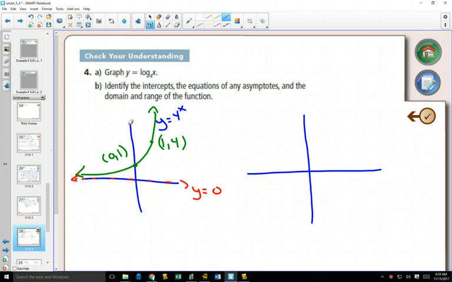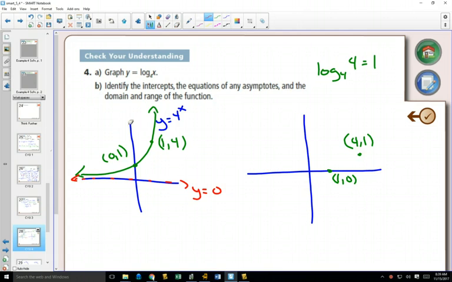So if every single exponential graph has the point 0, 1, what does every single log graph have? 1, 0. And if on a base of 4 you had 1, 4, on a log of base 4, you're going to have 4, 1. And that should make sense because log base 4 of 4 is equal to, well, 4 to what power is 4? 1.